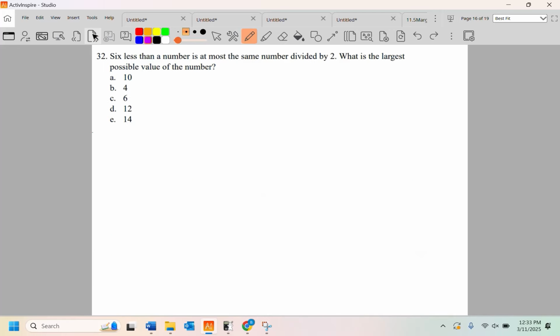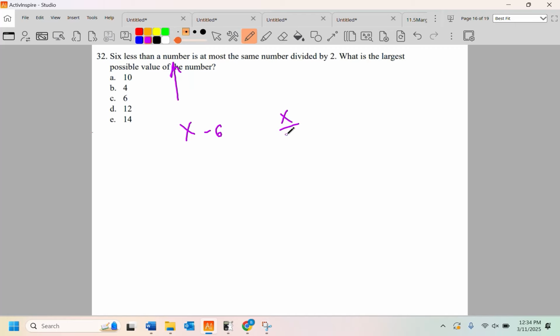32. 6 less than a number is at most the same number divided by 2. What is the largest possible value of the number? Oh, kids love these things. 6 less than a number. Let's just call that number x. And 6 less than that would be to take away 6. Is at most the same number divided by 2. All right, is at most the same number divided by 2.